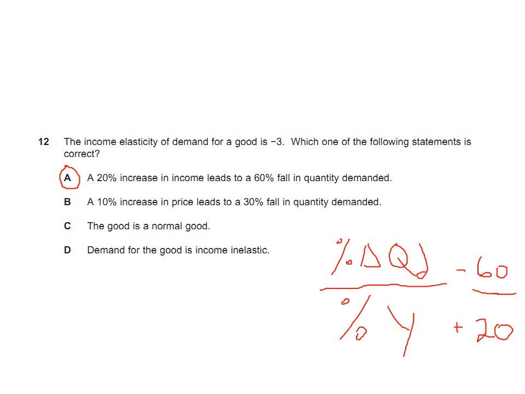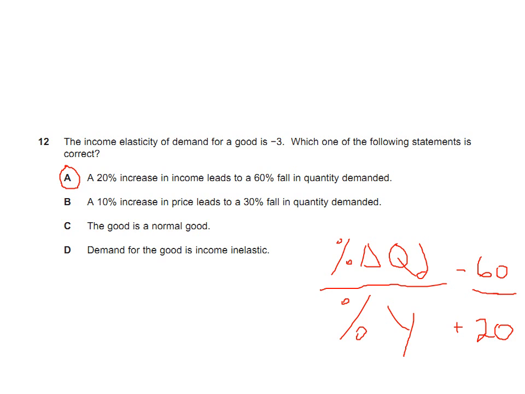The income elasticity of demand for a good is -3. Which of the following statements is correct? Remember, a negative income elasticity sign indicates an inferior good. Again, looking at the options open to you, you're looking for something where an increase in income leads to a fall in quantity demanded, or the opposite really.